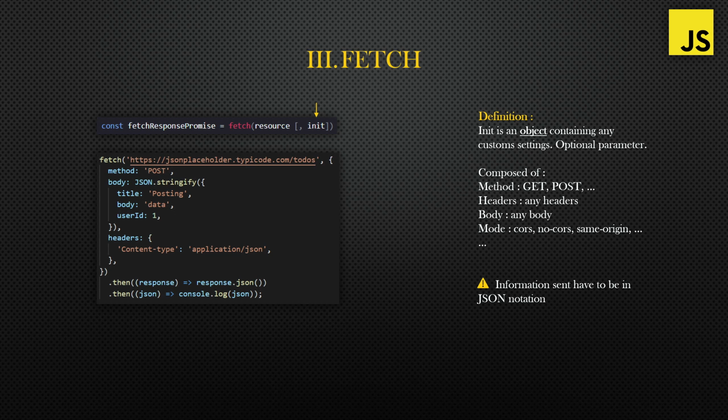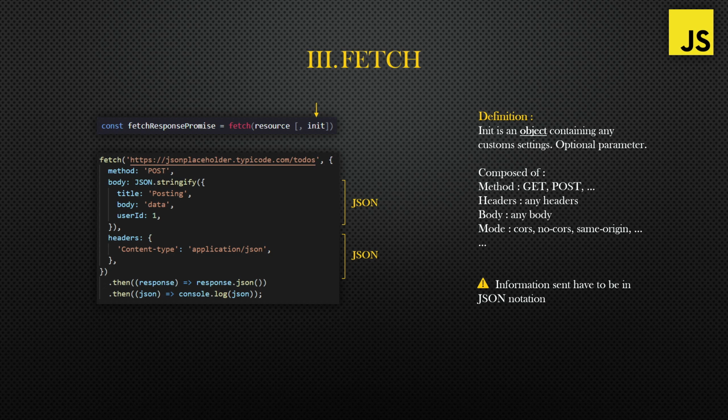The second parameter in fetch is an object containing any custom settings. This is an optional parameter. It is composed of a method, headers, body, mode, etc. So here we will use the method post, but all the information sent, this is important to notice, has to be in JSON notation. So here we are sending the body and headers. We're going to transform all our key values in the body into a JSON string.